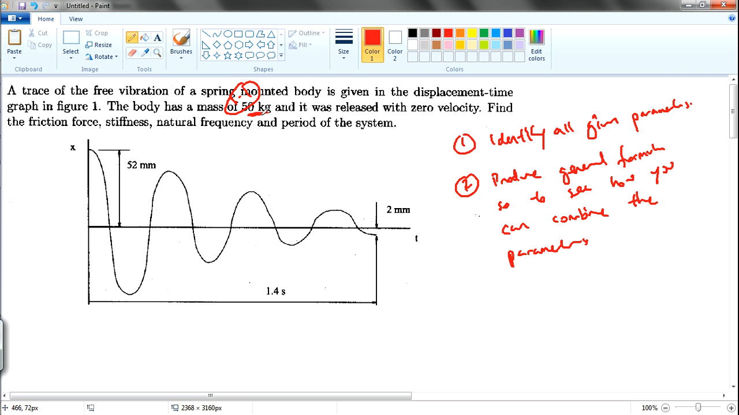Okay, this is identifying all given parameters. The first one we identify is 50 kg, and the second thing is that we know it's zero velocity. The third one is the amplitude or displacement of the mass, and then also the period. So you have to find the period itself, but nonetheless we know that there is a second, the time.